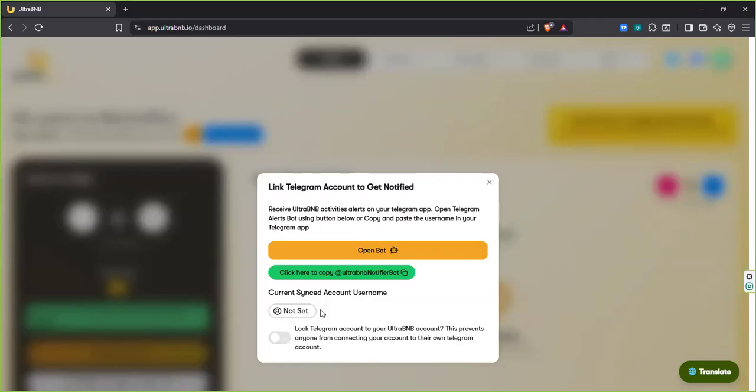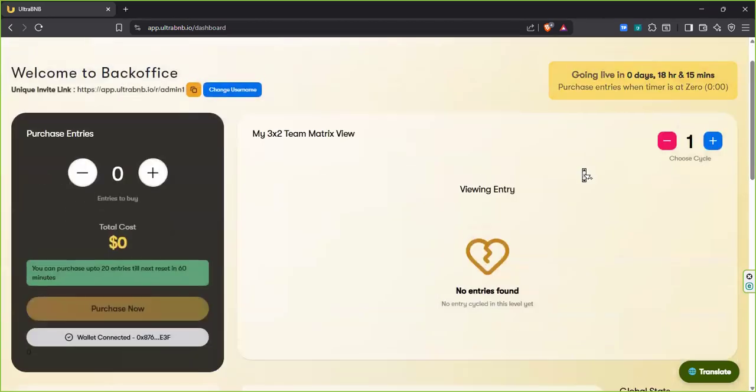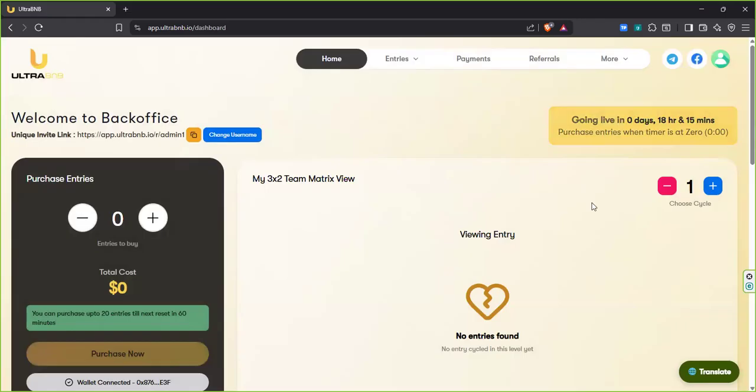So any rewards that you earn, be it from the level, from the leaderboard, from the 3x2, from the power line, will all be paid directly to your wallets and equally be recorded on your Telegram app. You receive those notifications in your Telegram app, which will be buzzing you whenever you receive a dime from the platform, letting you know that yes, you are earning with us here in Ultra BNB. So that is it. I believe I've been able to cover every detailed piece of information.